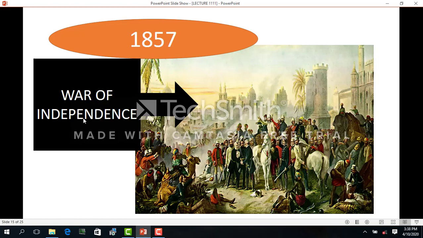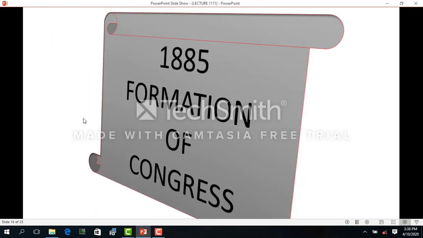Now moving to 1885, formation of Congress. In 1885, Congress was formed under the leadership of a retired British officer, A.O. Hume. Although this political party claimed to represent both the Hindus and the Muslims equally, the Congress was only a Hindu-dominated party. Most of its policies were against Muslim interests.